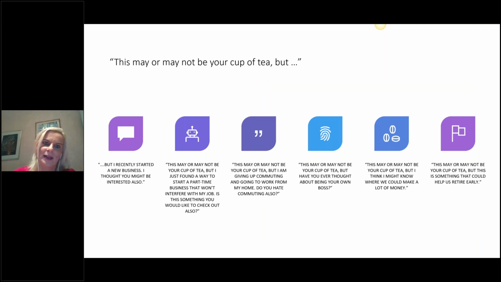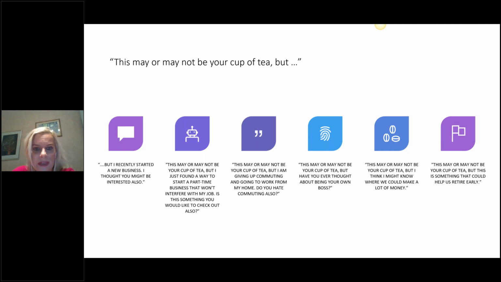Another way you can use wordplay is this. Look, this may or may not be your cup of tea, but I recently started a new business. I thought you might be interested also. What is it? Tell me more. Or not really. That's also totally fine, doesn't bother you. This may or may not be your cup of tea, but I just found a way to start a part-time business that won't interfere with my job. It's something you might like to check out also.